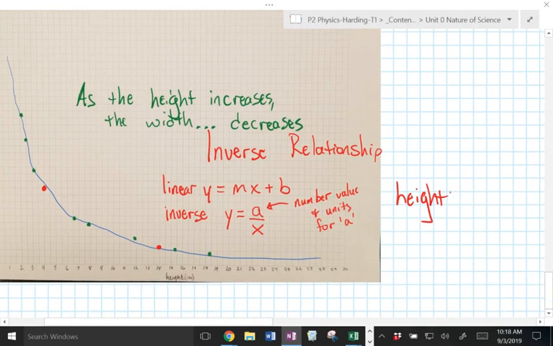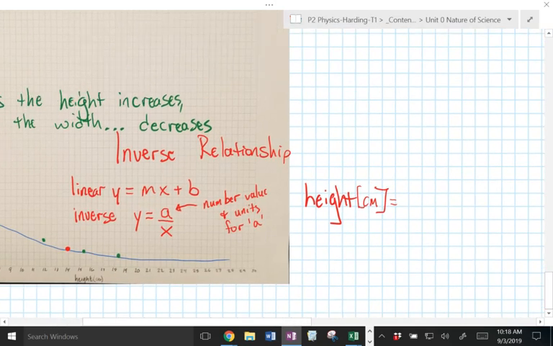Height's going to be in centimeters. And on the other side, on the bottom, I've got the width. That's going to be in centimeters. What do I put up top? That number. Okay, I'm just going to put A for right now. For no good reason, right?